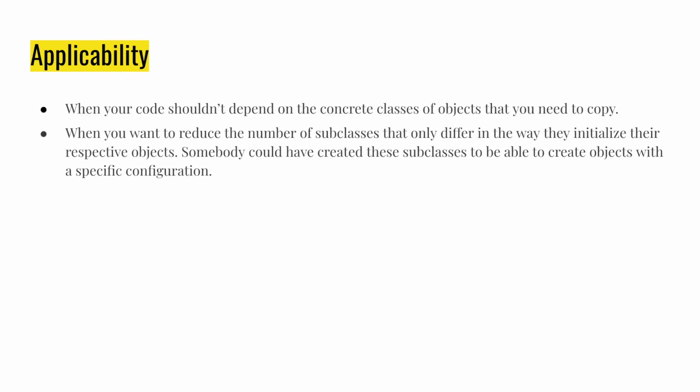Use the prototype pattern when your code shouldn't depend on the concrete classes of objects that you need to copy. This happens a lot when your code works with objects passed to you from third-party code via some interface. The concrete classes of these objects are unknown, and you couldn't depend on them even if you wanted to. The prototype pattern provides the client code with a general interface for working with all objects that support cloning. This interface makes the client code independent from the concrete classes of the objects that it clones.